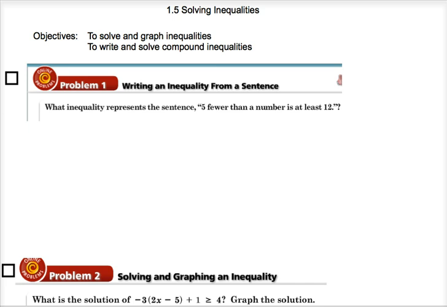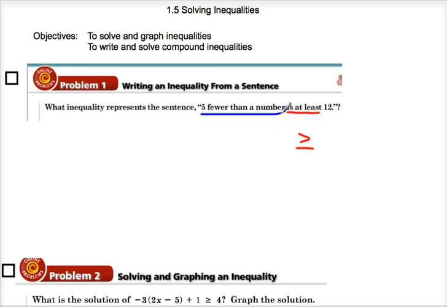What inequality represents the sentence: 5 fewer than a number is at least 12? It starts off with 5 fewer than a number. Quite often when I'm doing these problems, I look for the word is, because it kind of is a divider, and is means equals in math, but is at least means something other than equals. If I have at least $10, that means I have 10 or more. So is at least is actually greater than or equal to. So right there, that symbol is going to go there.